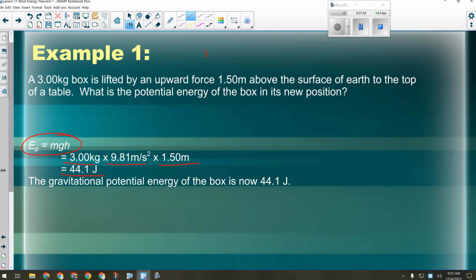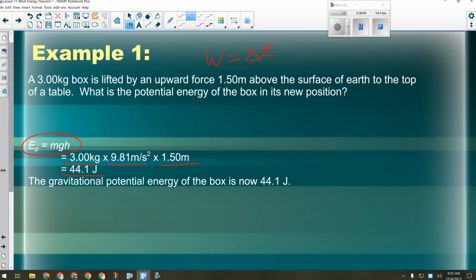What's the definition of work? No, that's the formula. What's the definition? How much did I change the energy by? 44.1 joules. Okay, it started on the ground. It had no energy. Now it has 44.1 joules of energy. That means I did 44.1 joules worth of work.